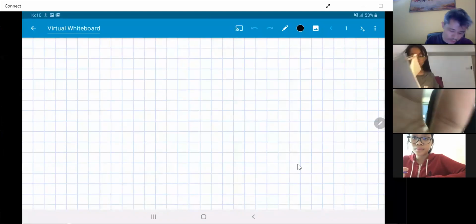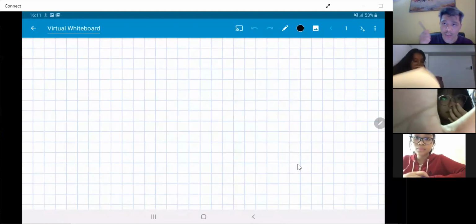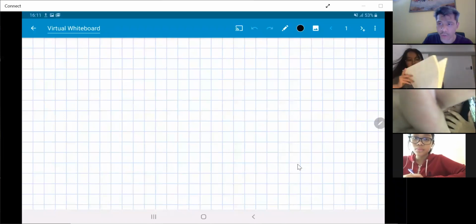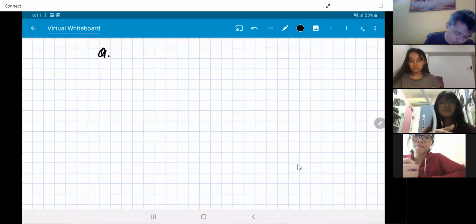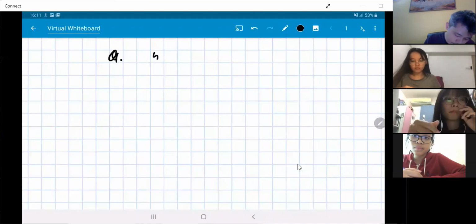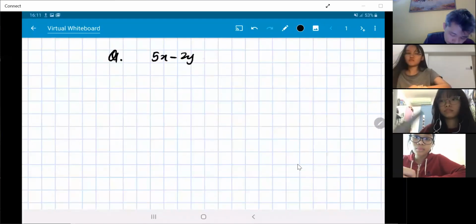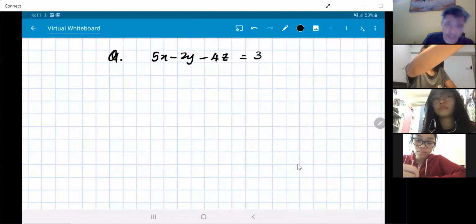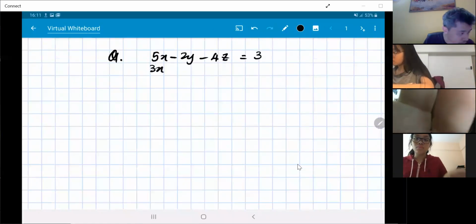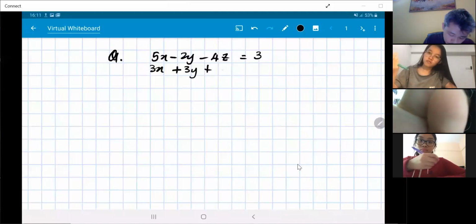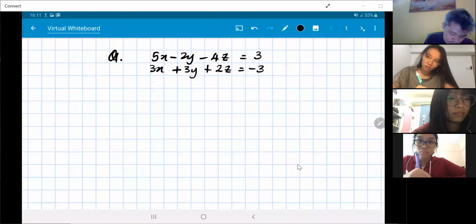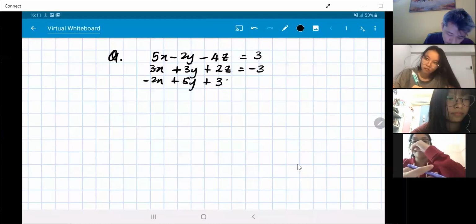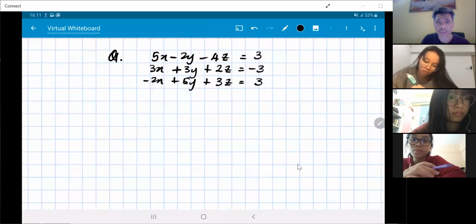So let's pick just one question here. Let's look at question number one. You guys have your notes. If you have printed them out or have them on your computer, follow along. This is question number one from your notes, where your equation here is 5x minus 2y minus 4z equal to 3. The second equation is 3x plus 3y plus 2z equal to negative 3. And there's a third equation, which is negative 2x plus 5y plus 3z equal to 3. Okay, so we have three equations.